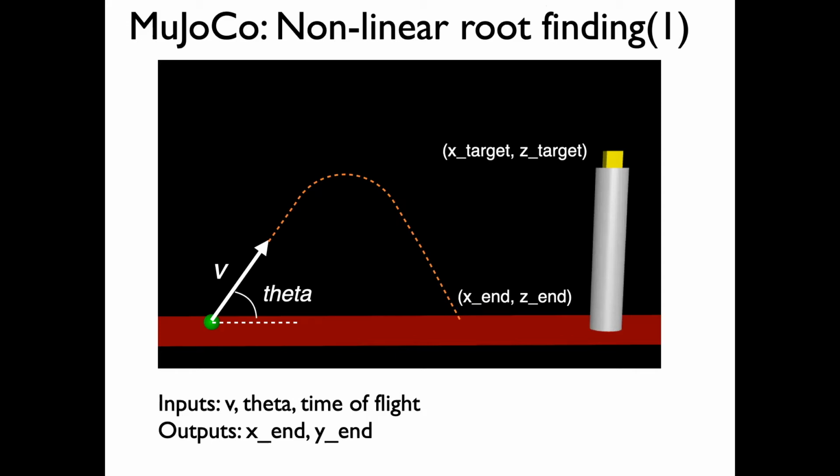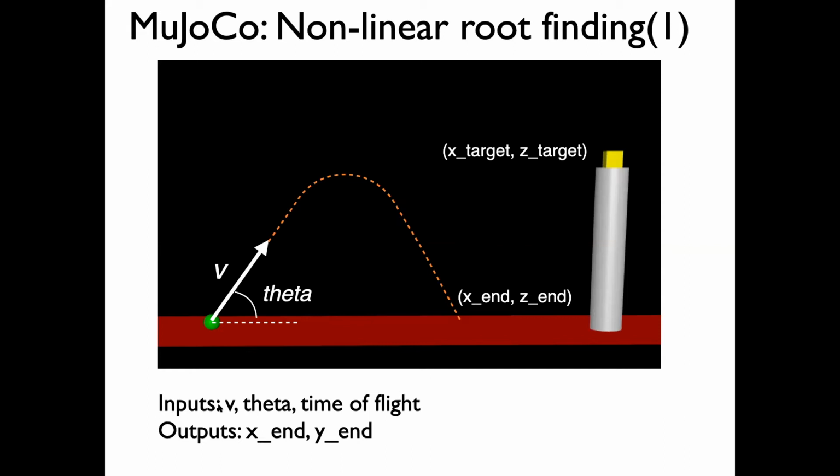Second thing is once we launch it, we saw that it ends up hitting the floor, and the point when it hits the floor is x and z end. In order to hit the target, we want x and z end to be at x target, z target. That's when the ball will hit the cube. So before we can hand this to optimization, we need to create a function which, given a set of inputs, will produce the right outputs which we care about.